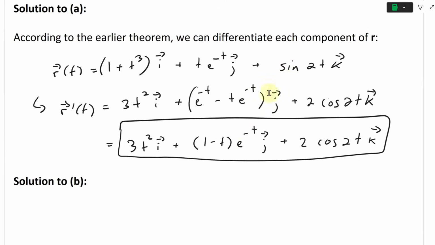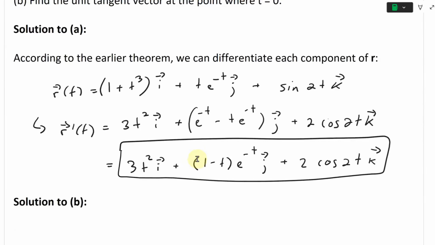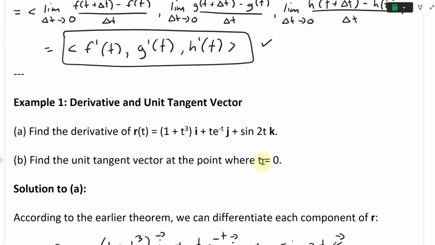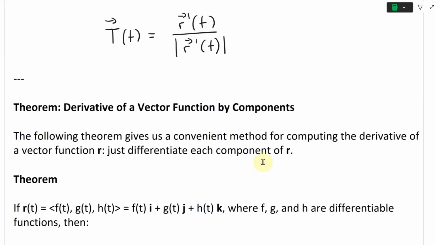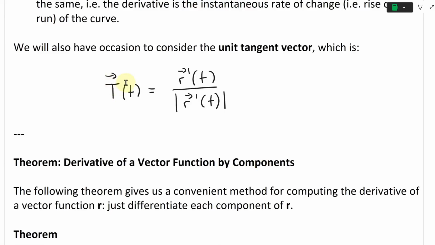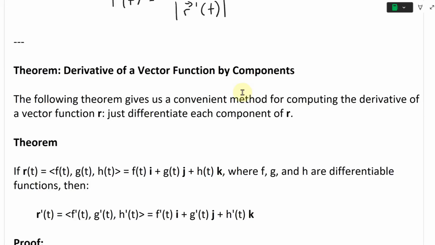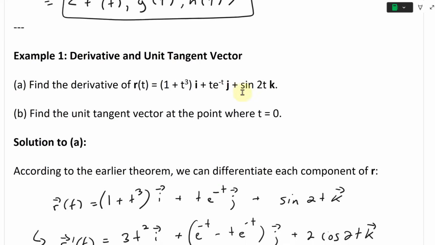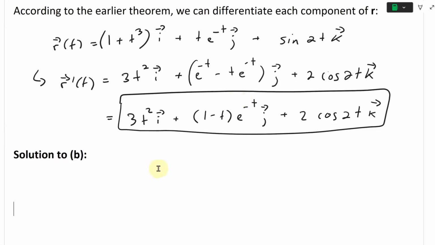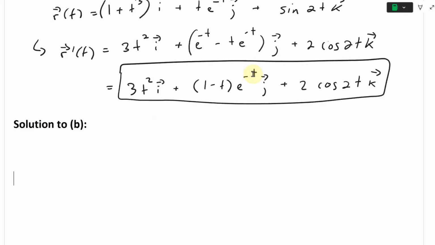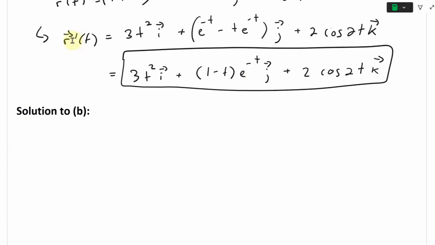All right, and now let's take a look at the solution to B. Find the unit tangent vector at the point where t equals 0. Recall the unit tangent vector, that's right here. The unit tangent vector is equal to the tangent vector divided by the length of the tangent vector. In other words, just the derivative divided by the length of that derivative, so that we make it into a vector of length 1, because you're dividing by it. Now we're going to solve it at the point t equals 0. So let's solve for the unit tangent vector, starting with r prime of t at 0.